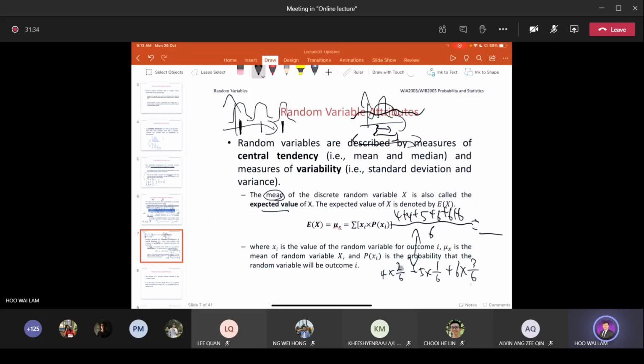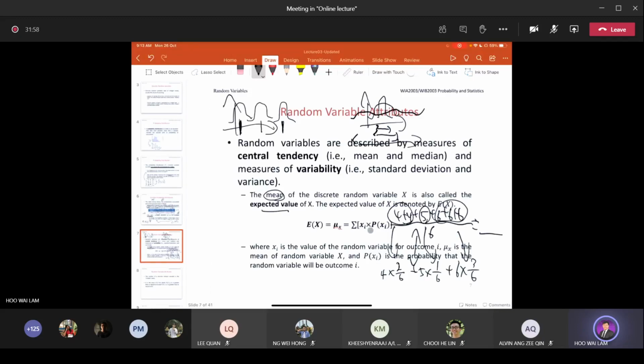With this one, how am I getting all these 2 over 6, 1 over 6, and 3 over 6? Because 4 happened 2 times, 5 happened 1 time, and 6 happened 3 times, and there are 6 data in total. So I just put it down, and it resembles the same outcome. You can try it yourself and you will get the same answer. All right, so this is how this formula comes in.